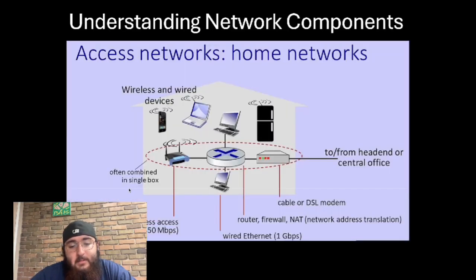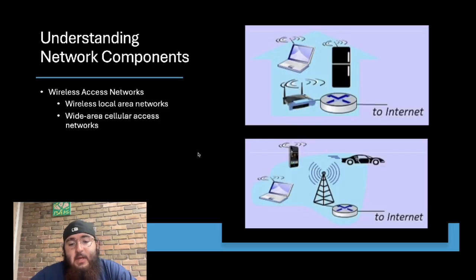Home networks. At the center of the home is a router. The router connects to the internet by an ISP and acts as a gatekeeper, directing internet traffic between your devices and the internet. Wireless access networks have two main types: wireless local area networks, like your home Wi-Fi, and wide area cellular networks, like 4G or 5G on your smartphone. These wireless connections allow you to connect to the internet without any actual physical cables.